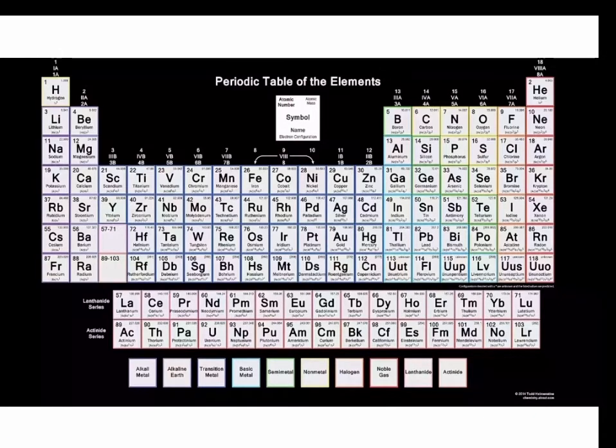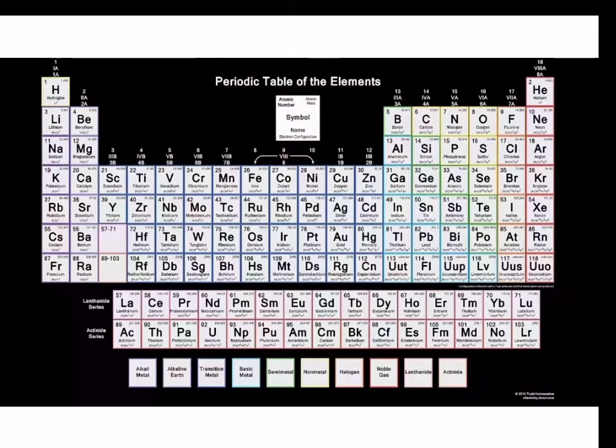So there are 7 periods and 16 groups. In the first period it contains only 2 elements, that is hydrogen and helium. In the second and third period it contains 8 elements, which is short period, and also it is called typical elements. In the fourth and fifth period it contains 18 elements, while the sixth period contains 32 elements, seventh period is incomplete period.